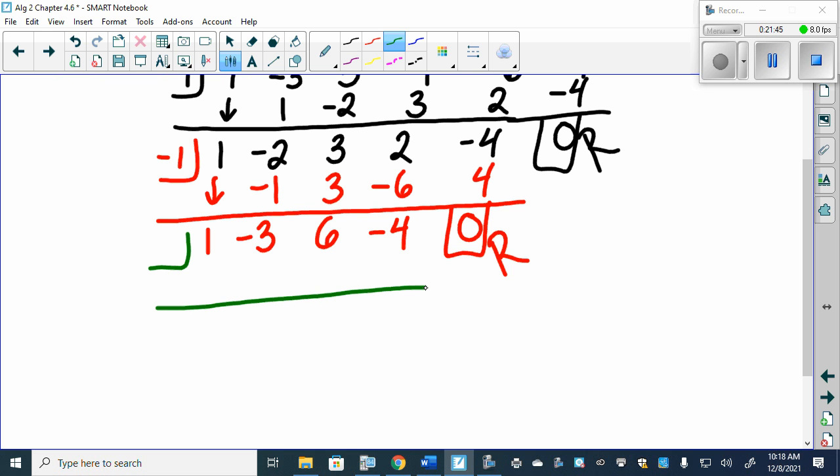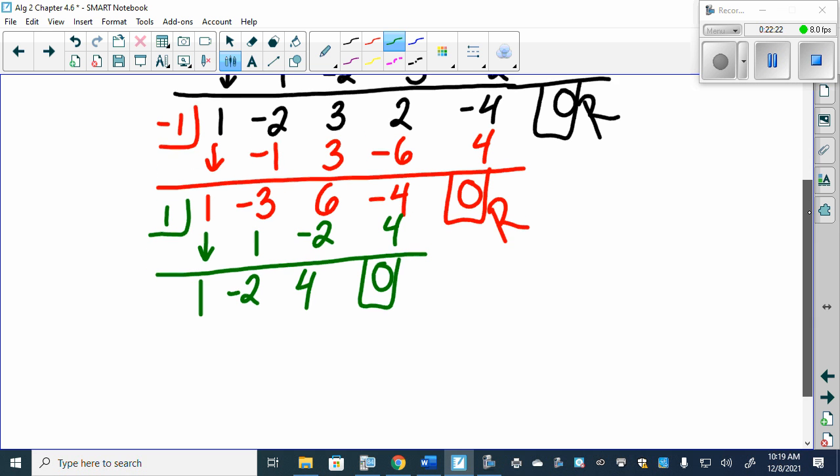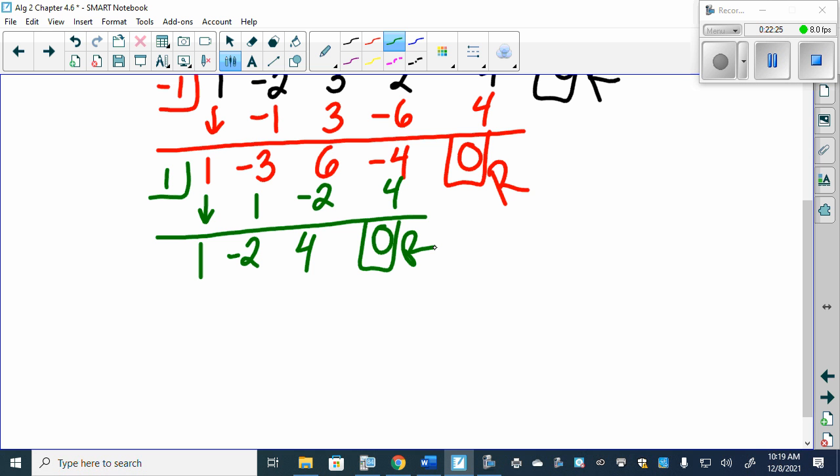So it's brought us down to a degree 3. We need one more. We can use one again. Yes. And do this one more time. 1 times 1 is 1. Negative 3 plus 1 is negative 2. 1 times negative 2 is negative 2. 6 plus negative 2 is 4. 1 times 4 is 4, and negative 4 plus 4 is 0. And we get the remainder that we expected to get.